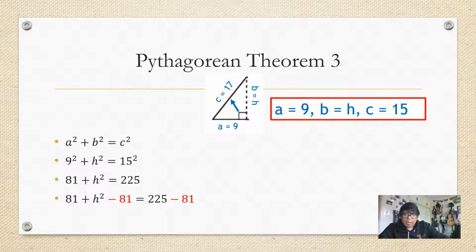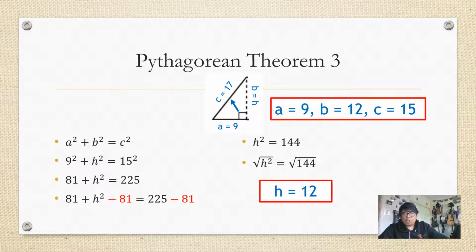More algebra, subtract 81 from both sides. A little bit more arithmetic. If I subtract 81 from 225, I'm going to get 144. And then square rooting both sides, we get that h is 12. Okay, so the height is 12.